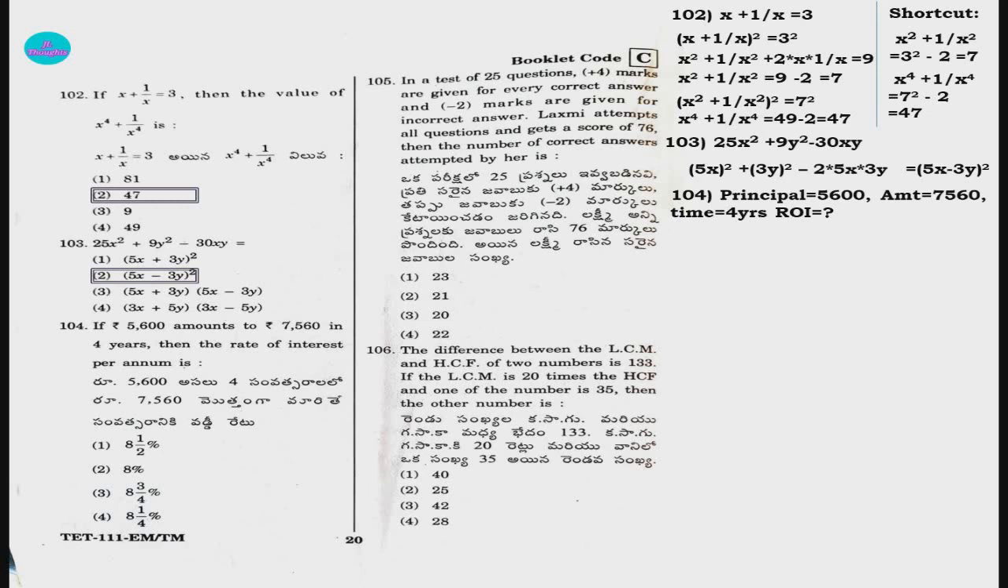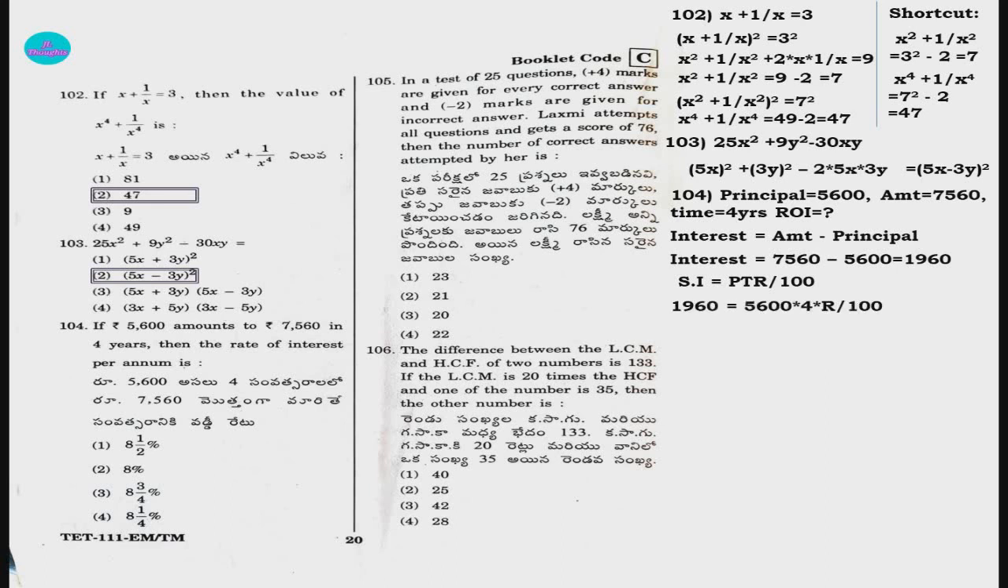They have asked us to find out the rate of interest. We know interest is amount minus principal, the total amount which is there. From that, if we remove the principal, the one we get is interest. So that is 7560 minus 5600, that is 1960, and the simple interest formula is PTR by 100. So simple interest we got as 1960 equals principal P 5600 into time 4 years into R, we have to find out, by 100. So if we solve this, we'll get R as 8.75%, that is 35 by 4%.